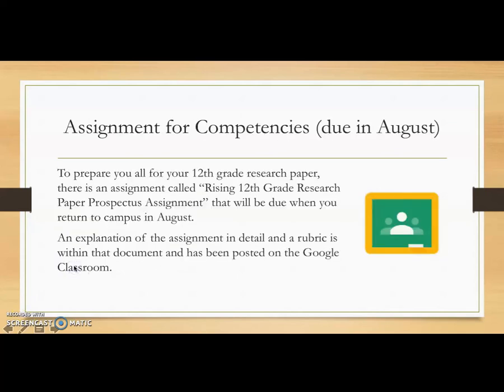Let's now remind ourselves of the purpose of the Google Classroom and these videos, to get you ready for those competency assessments in August. To prepare you all for your 12th grade research paper, there is an assignment called Rising 12th Grade Research Paper Prospectus Assignment that will be due when you return to campus in August. An explanation of the assignment in detail and a rubric is within that document and has been posted on the Google Classroom.